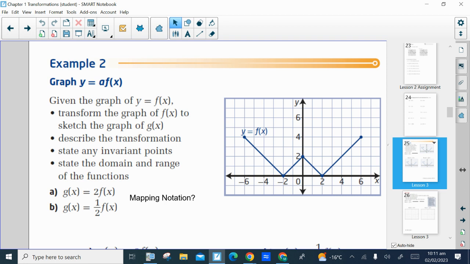k shifts the graph up and down. Normally we get y by itself, so the k is at the end, and whatever the value of k is, that tells you how far up or down it goes. When k is positive, it goes up. When k is negative, it goes down.